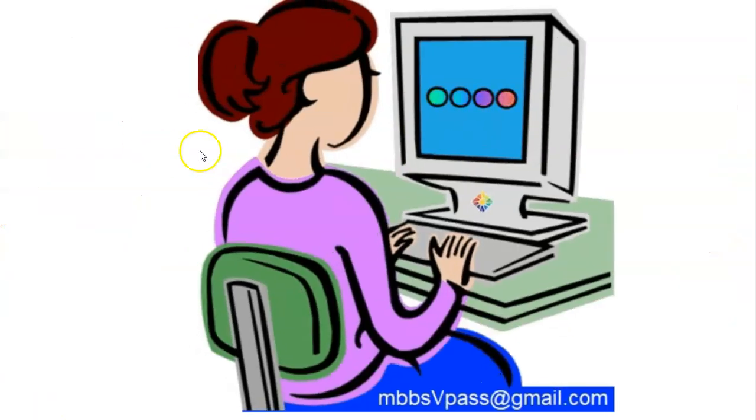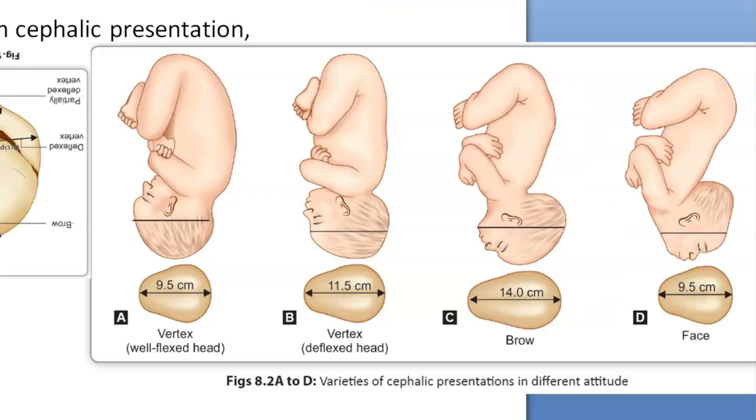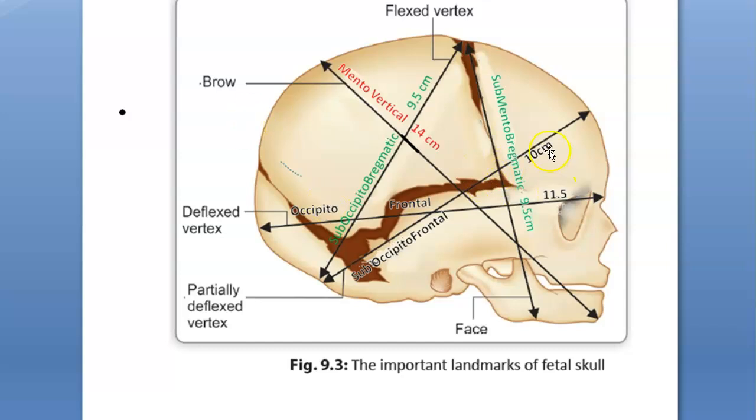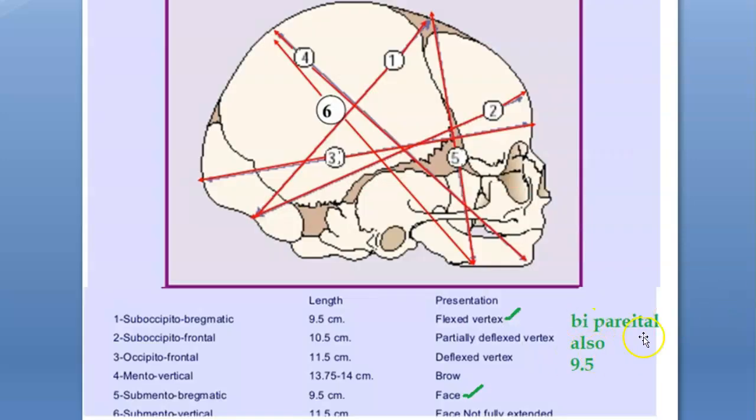Okay, now we have understood almost all the 5 diameters that they have told in this diagram in the textbook. We have put a right perspective, right side image, so that is why you will see the flipped image in the textbook. Anyways, now you have learnt all these diameters. And we also told you one more thing. Biparietal is also 9.5.